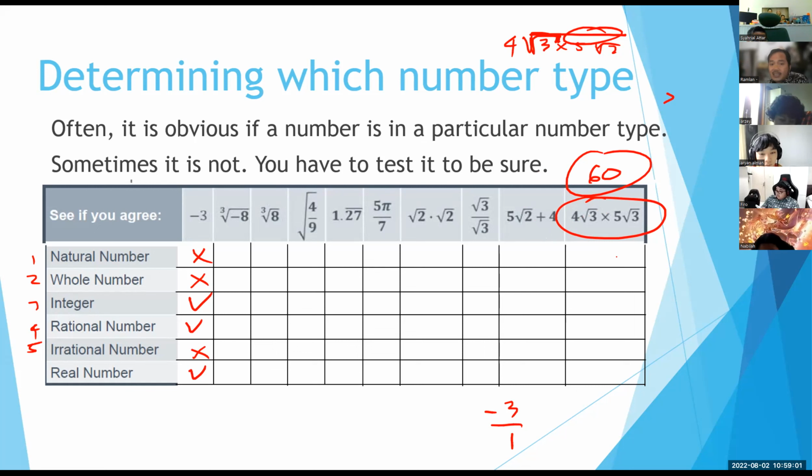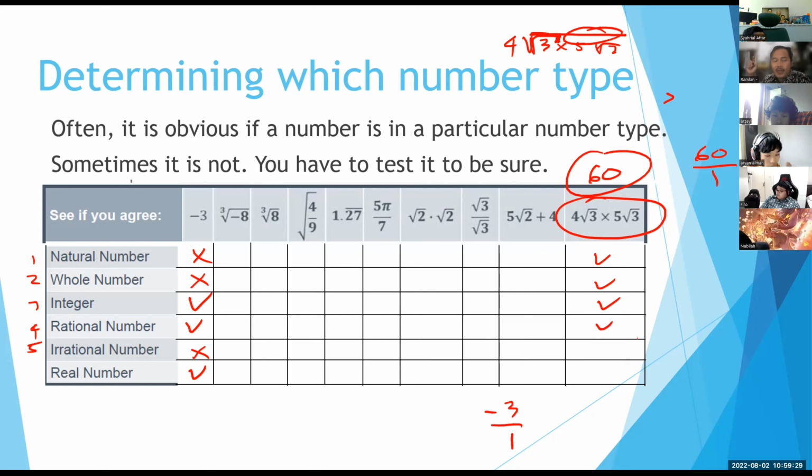So is 60 a natural number? Yes or no? Yes, because it starts from 1, 2, 3, 4, and so on. Whole number? Yes. Integers? Yes. Rational number? Yes, because it can be 60 over 1, right? It can be a fraction, and both of the numbers on the numerator and the denominator are also integers. Okay, so it is rational.